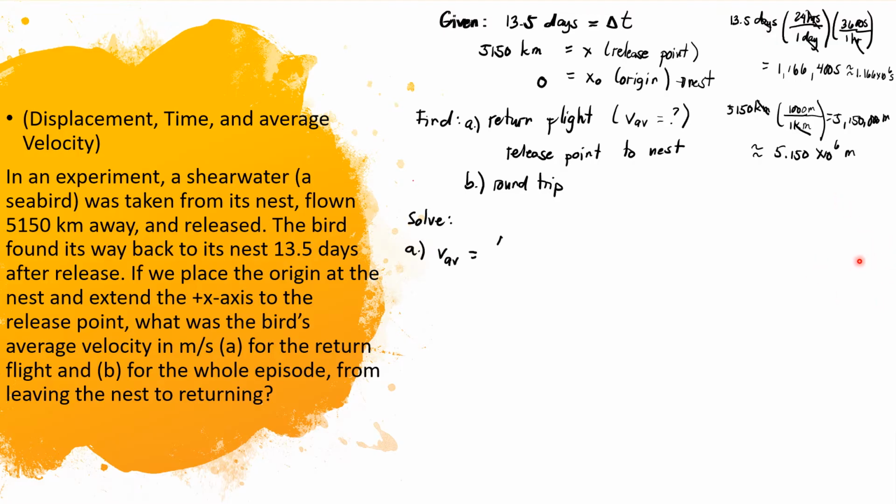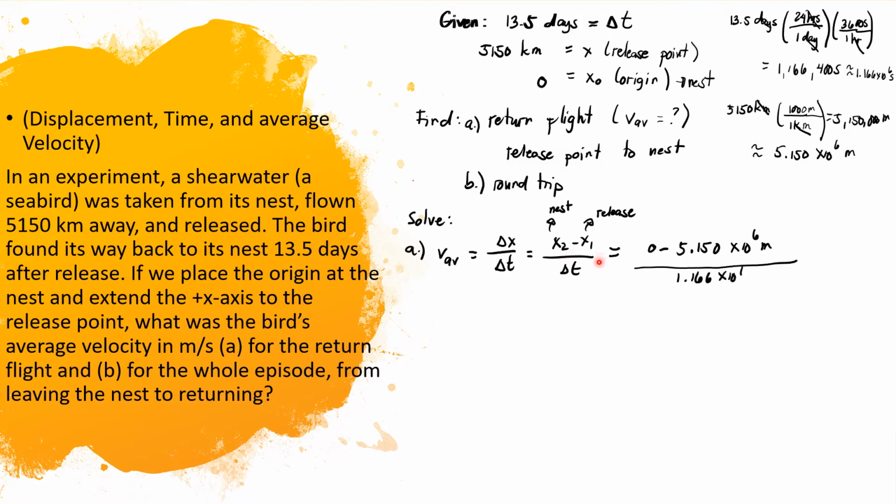Now let's solve this. For letter A, the average velocity is given by delta x over delta t, where delta x is just the difference between the final position and the initial position. And the final position is the location of the nest, and the initial position is the release point. So we have the nest as 0, and the location of the release point is 5.15 times 10 to the 6 meters over 1.166 times 10 to the 6 seconds. And this is equivalent to negative 4.42 meters per second.